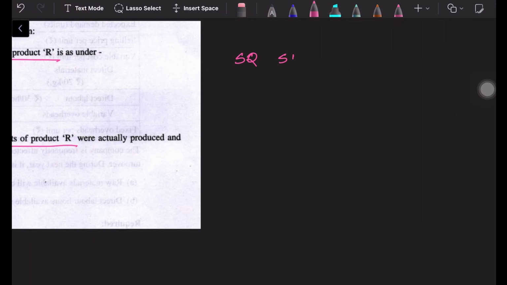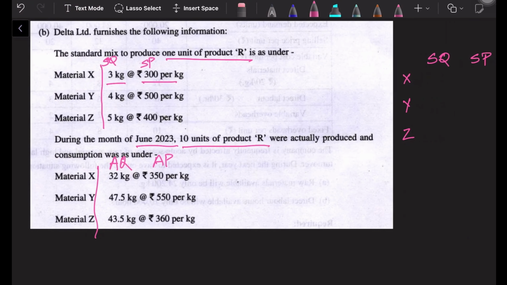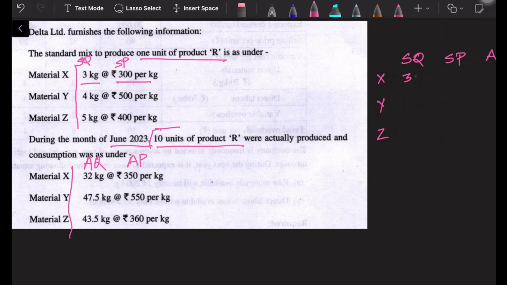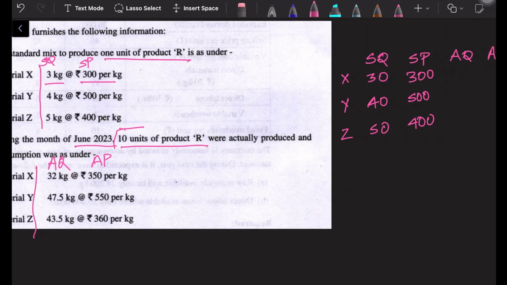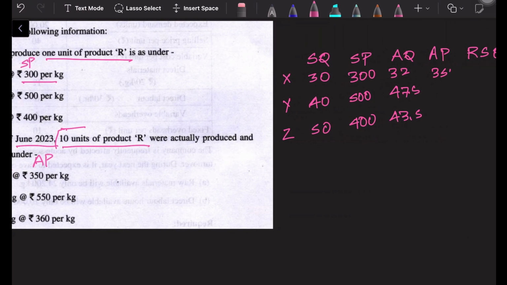First step, what you have to do, prepare your table. SQ, SP, AQ, AP, and since this is a mixed problem, I will have RSQ also. Here I need 3 materials. So SQ is given per unit. I should convert it into actual output. So I have to multiply everything by 10. So that will be 10 into 3, 30, 40 and 50. Standard price is directly given: 300, 500 and 400. Actual quantity is 32, 47.5, 43.5 and actual price is 350, 550 and 360.